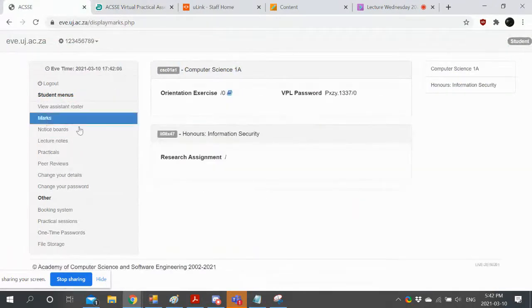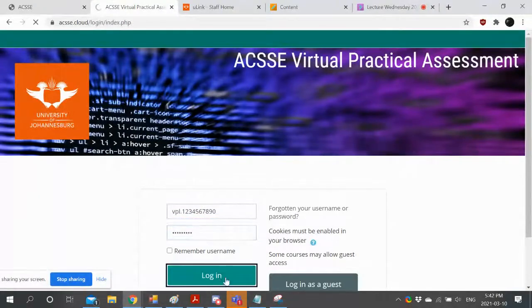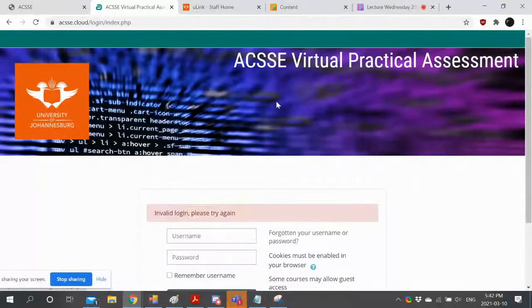So they find it under marks, and your VPL password will be available as a mark field. So you will copy the entire password, except for the final /0. That /0 is just because this is a mark field, and it assumes that the test is out of something. So for example, the orientation exercise is also out of 0, and this VPL password is out of 0. So you copy everything except for that /0 from your mark field, and you use that to log in to the virtual practical assessment server.